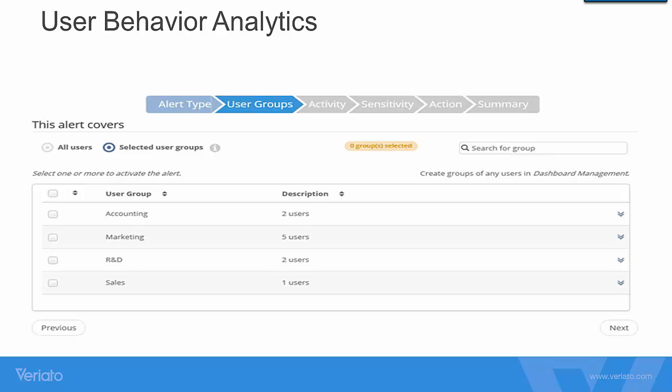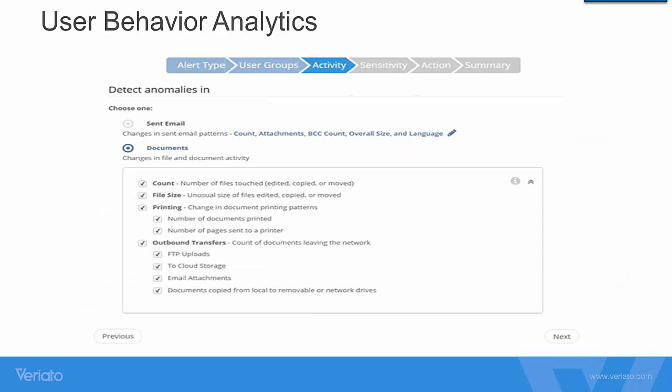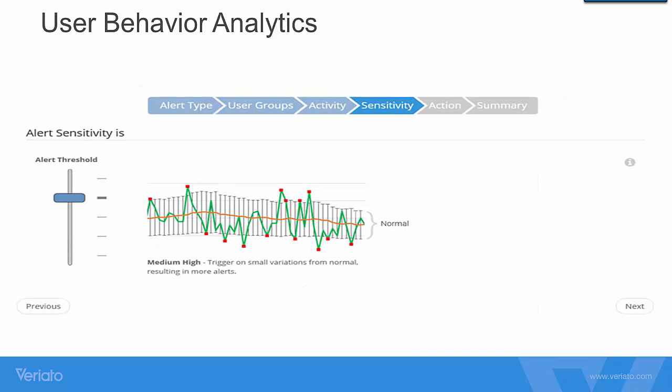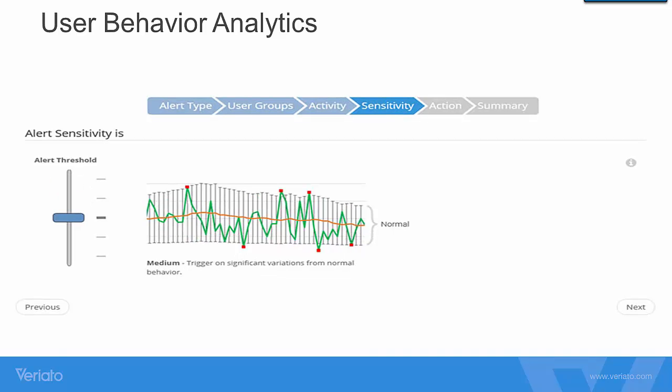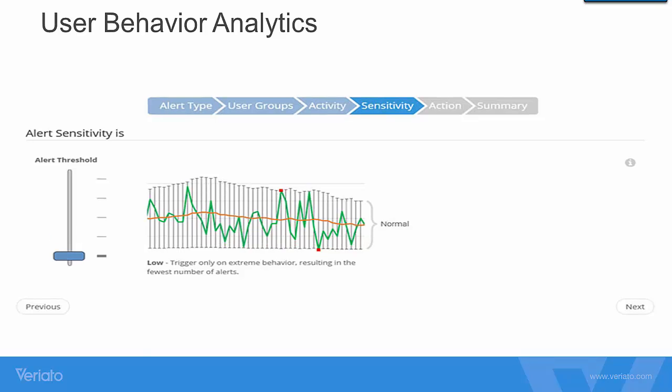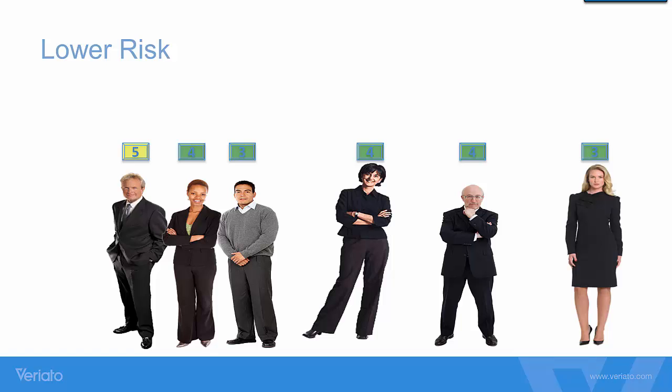As you can see, getting started is as simple as selecting the users or groups you want to analyze behavior for, highlighting the specific behaviors you are most interested in, and tuning the alert sensitivity to align to your requirements. Here, the red dots represent the number of alerts you would receive based on each sensitivity setting. That's a quick look at how you can apply user behavior analytics to your lower risk users. And what you may find in doing so is that they aren't all still lower risk.